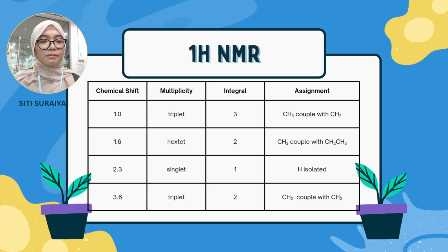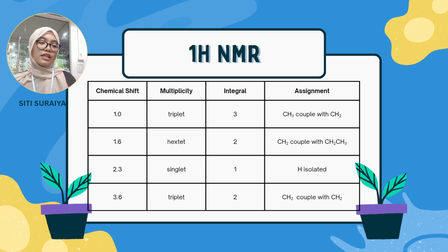Then at 2.3 ppm, we see a singlet for 1 proton. This is likely from an OH group or hydroxyl proton due to 1 H isolated. Finally, at 3.6 ppm, there is another triplet integrating for 2 protons. This one matches a CH2 group that is bonded to the hydroxyl group. Again, we get the triplet because it is next to a CH2 group.